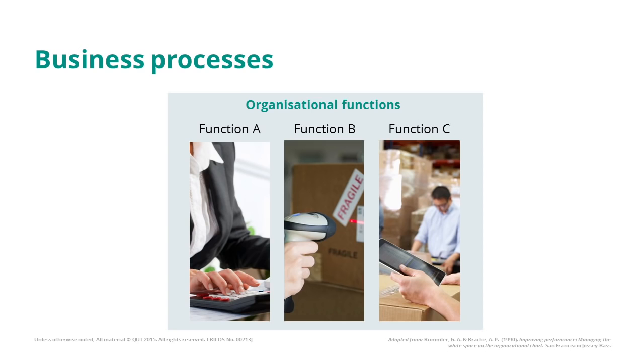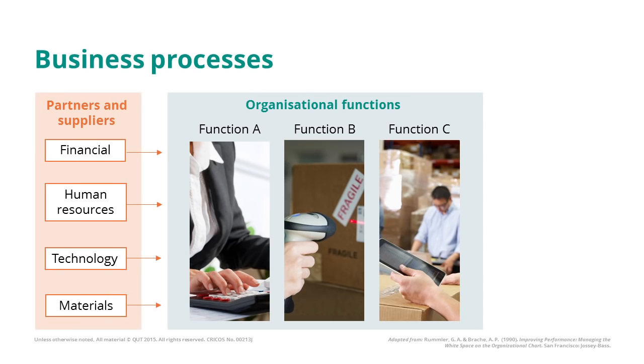The former, inbound logistics, deals with receiving goods into the distribution center, whereas the latter, outbound logistics, deals with shipping goods to retailers. So, in an organization, we also have to consider the partners and the suppliers that provide assets and resources for the organization to operate. Financial resources provided by the capital market, human resources provided by the labor market, technology and materials.